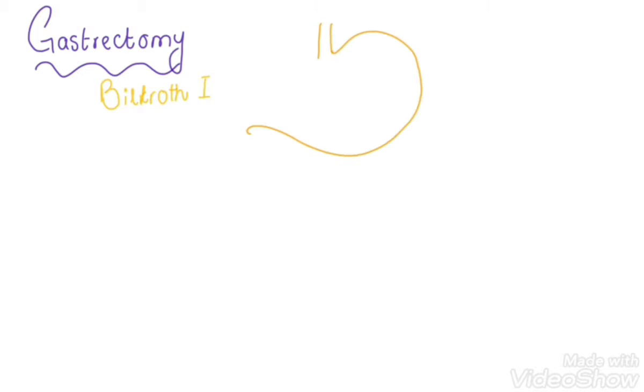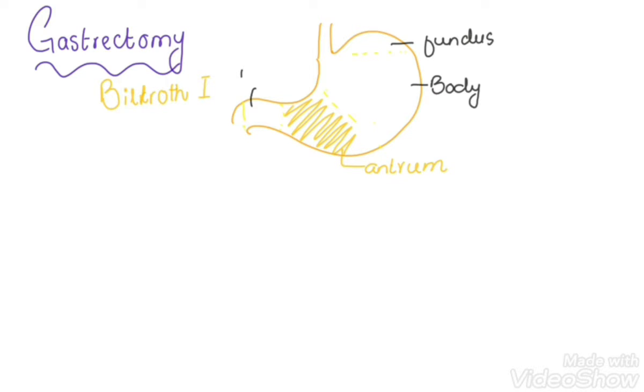Gastrectomy is of 2 types, Bilroth 1 gastrectomy and Bilroth 2 gastrectomy. In Bilroth 1 gastrectomy, we simply excise out the antrum of the stomach. Stomach has 4 parts: the fundus, the body, the antrum, and pylorus.